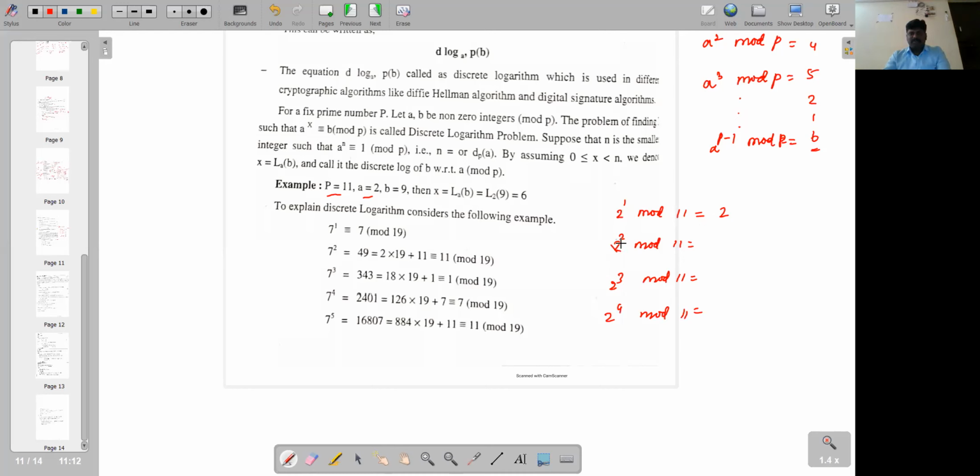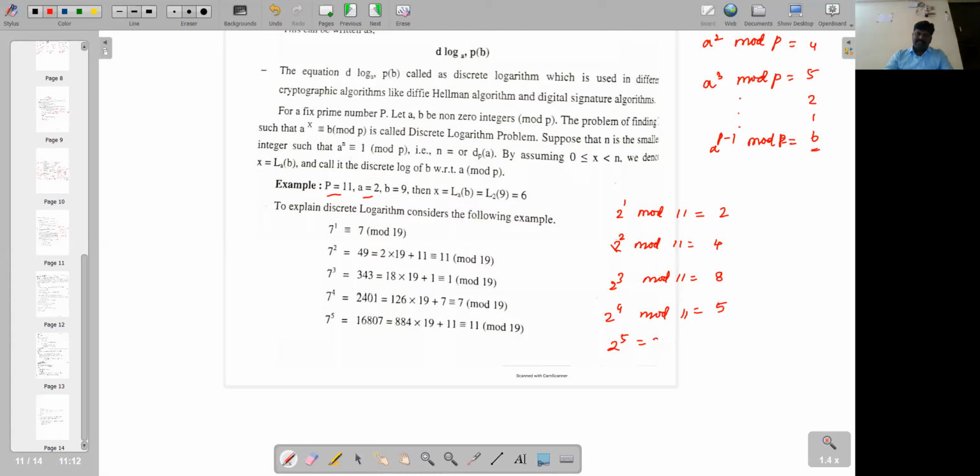And then 2 power 2 which is 4. 4 mod 11, I'll get 4. So 2 power 3 is 8. 8 mod 11, I'll get 8. So 2 power 4 is equal to 16. 16 mod 11, I'll get 5. So 2 power 5 which is 32. 32 mod 11.